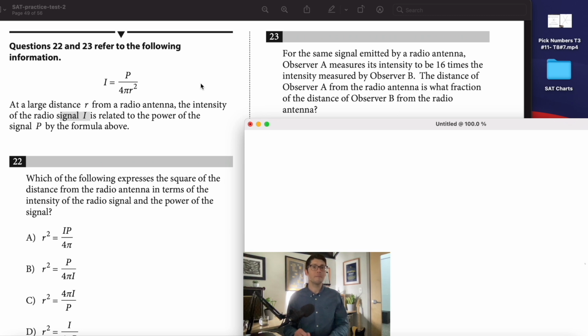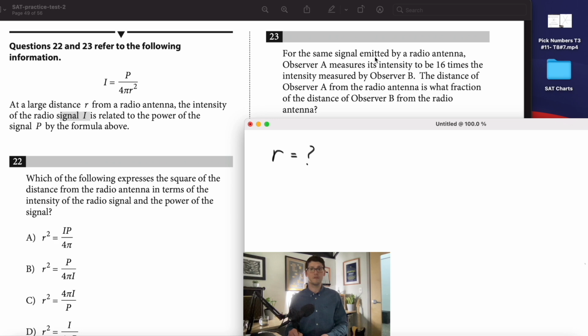Okay, so give myself a little space here. Let's make the power cancel out with this 4 pi. So intensity is what we're trying to deal with. We're wondering about the distance, and they're asking us about the intensity. Okay, folks, number 23. This is a great question for this picking numbers approach. The question asks, the distance of observer A from the radio antenna is what fraction of the distance of observer B from the radio antenna? Well, if we're interested in distance, that's the R value. And so we know we're going to solve for R's. What the heck is going on with these R's?